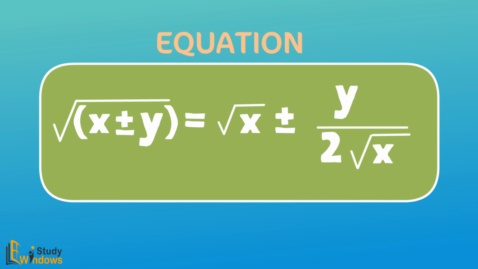Plus minus means the equation is valid for both positive and negative signs. Hence, we can write square root of x plus y is equal to square root of x plus y divided by 2 root x, or square root of x minus y is equal to square root of x minus y divided by 2 root x. To generalize, we will keep the plus minus sign in the equation.